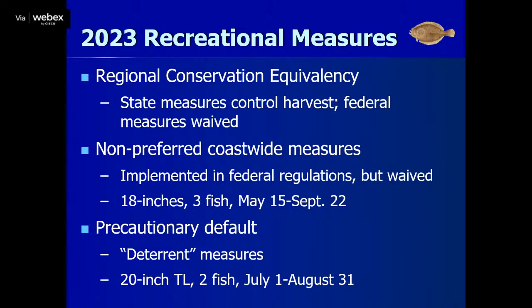We also have a set of precautionary default measures that would be implemented in any state or region that failed to develop adequate measures to constrain or reduce landings as required by the conservation equivalency guidelines. So the precautionary default measures for 2023 include a 20-inch minimum fish size and a 2-fish bag limit at an open season from July 1st to August 31st.